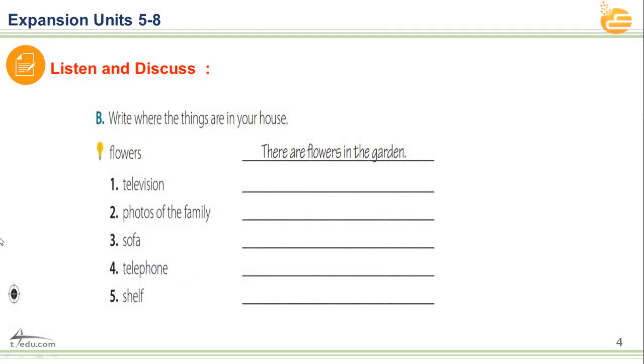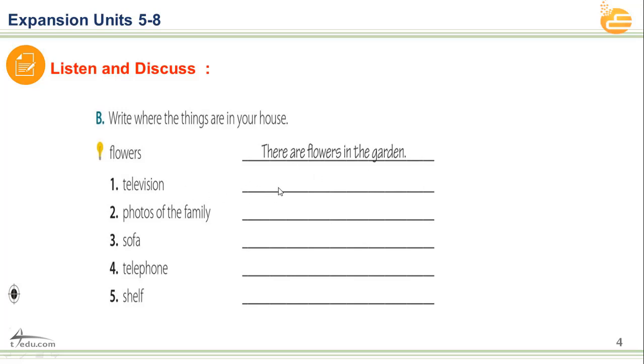Well, gentlemen, here we have number B. Write where the things are in your house. In your house, where can you find these? For example, look at your house and try to find the suitable places for these. Okay, here we have flowers. We can find flowers in the garden. We can say there are flowers in the garden.